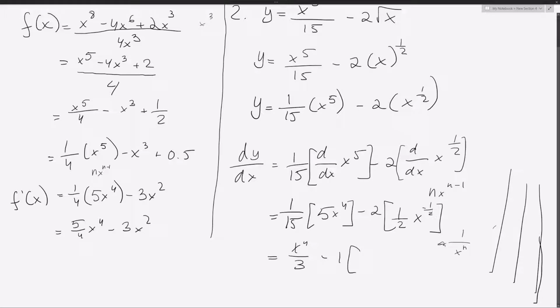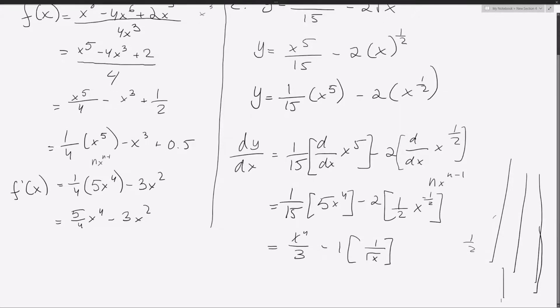And now what is our n value? Well, that is 1 over 2. And so we should have 1 over the square root of x, right? Because x to the power of 1 over 2 is the same as the square root. And so we get 1 over square root of x. Here, our answer is clear. As we know, 1 times anything just doesn't change it. And so our final answer is x to the power 4 divided by 3 minus 1 over the square root of x.